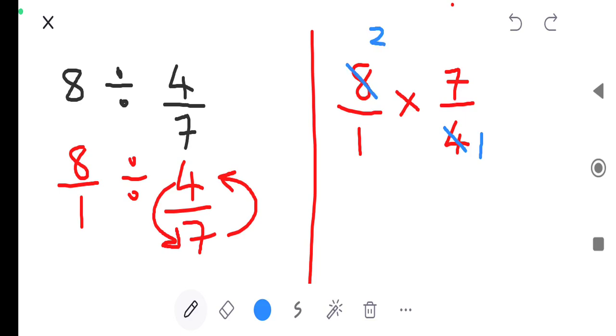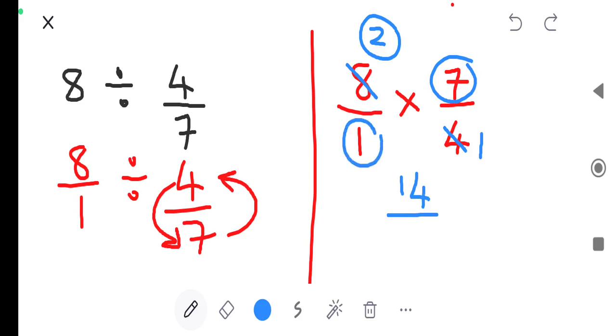Multiply the numerators that are left. So you do 2 times 7. That gives you 14. Over. Multiply the denominators that are left. You do 1 times 1. That gives you what? 1. Now what is 14 divided by 1? That will give you 14. So the answer becomes 14.